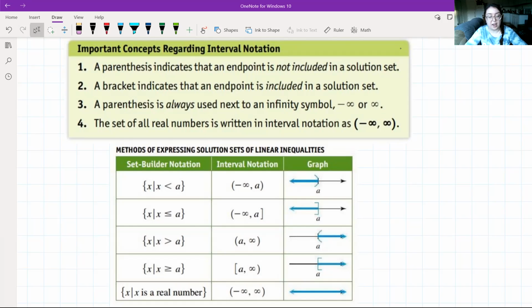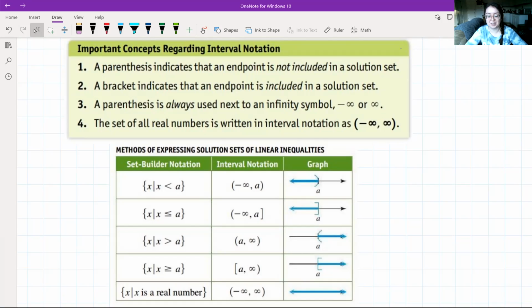Then similarly for x less than or equal to a, it will be the same thing, but now instead you have a square bracket in your interval notation and your graph at a. Then if you have x where x is greater than a, you'll have a to positive infinity in rounded parentheses, indicating values greater than a. And on your graph, you'll have the values filled in for every value greater than a and a rounded parenthesis.